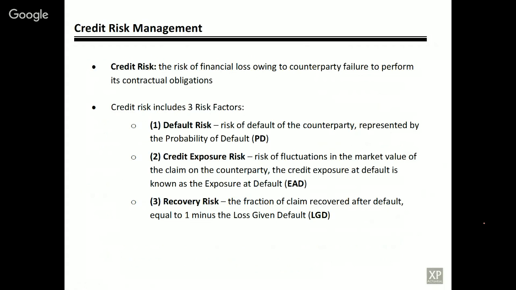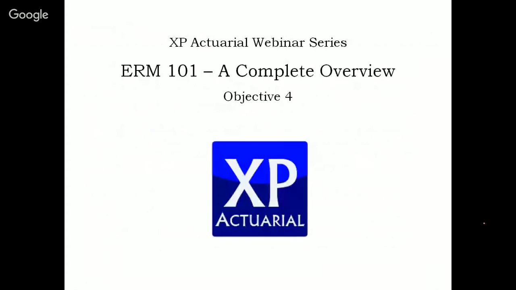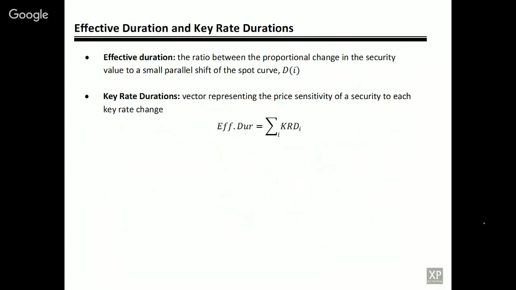We're running a bit short on time, so I'll actually just skip some of these topics here, and we'll move on to key rate durations, because I think this is pretty important. So effective duration is the ratio between the proportionate change in the security value to a small parallel shift in the spot curve. Effective duration should be fairly common and fairly easy for you to understand.